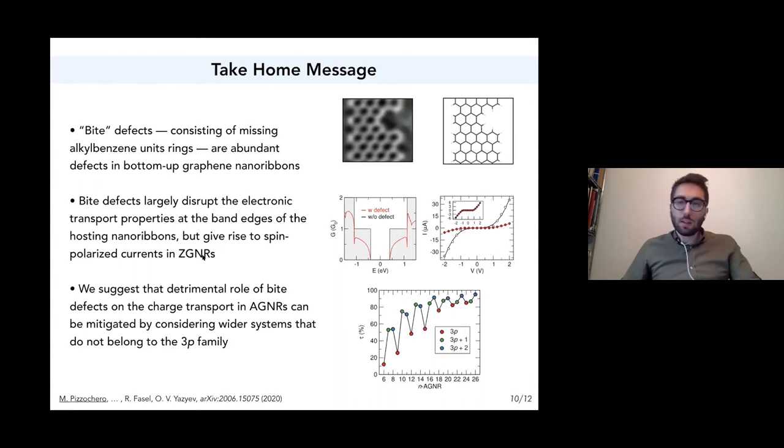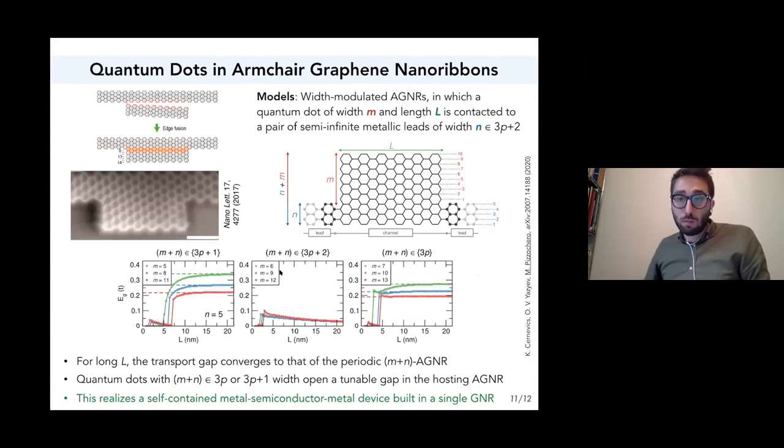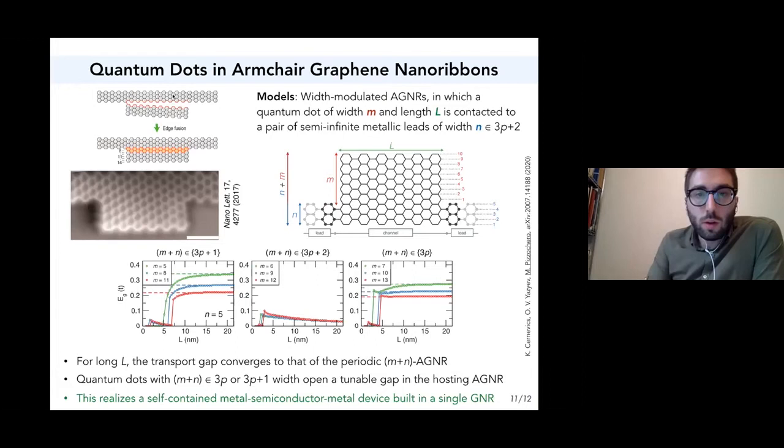So I think I have a few minutes more, which I'd like to spend discussing two slides about other projects on electronics with graphene that we have done, at least from the theoretical point of view. The first one is about quantum dots in armchair graphene nanoribbons. This project was mostly motivated by this observation in which you have two armchair graphene nanoribbons that are different in width that you can fuse together, giving rise to this width-modulated AGNR.